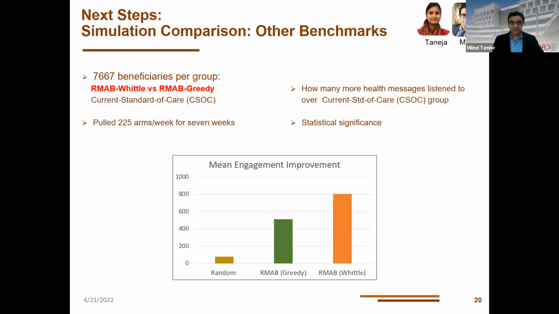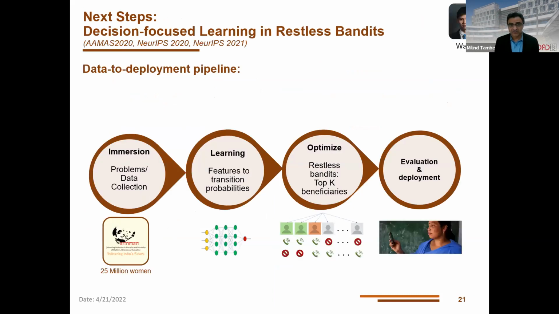So what are some next steps? First, given all the data that we have with this 23,000 beneficiary study, we can now construct a more realistic simulation. And we can use that to compare our ARMMAN vital-based algorithm, restless bandit, to a greedy algorithm and show that this vital-based algorithm actually outperforms this greedy algorithm. So other topics of future work include this, looking at this entire data to deployment pipeline end-to-end.